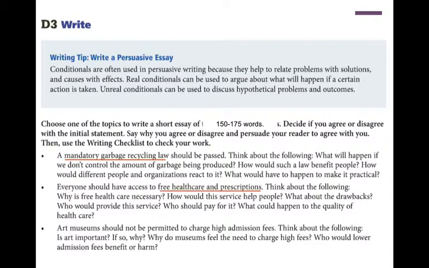And here's the third topic that you can consider. Art museums should not be permitted to charge high admission fees. Think about the following. Is art important? If so, why? Why do art museums feel the need to charge high fees? Who would lower admission fees benefit or harm?